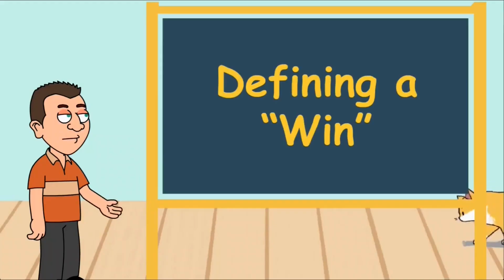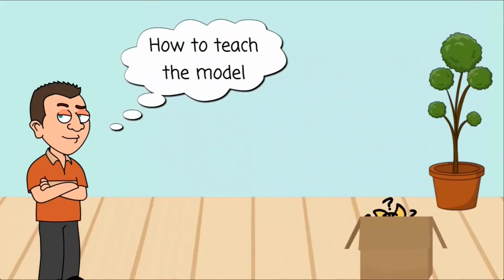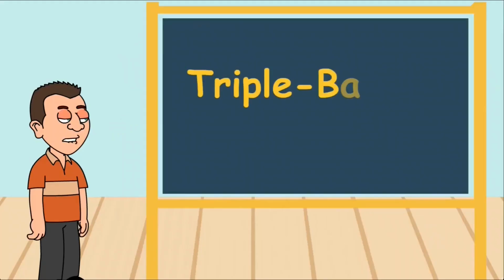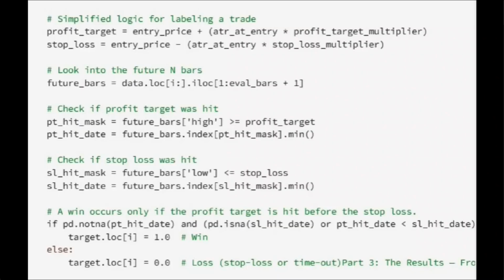Defining a win with the triple barrier method. How do we teach the model what a good trade is? We use the triple barrier method. For each potential trade, we set 3 barriers into the future. A profit target, for example, 3x the average true range. A stop loss, for example, 3x the average true range. A time limit, for example, 15 days. The first barrier hit determines the outcome.